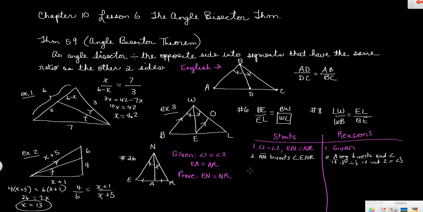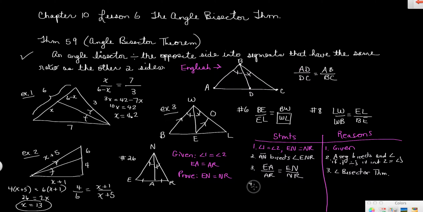All right, so because it bisects, we can go up and use our angle bisector theorem. It says an angle bisector divides the opposite side into segments that have the same ratio as the other two sides. So now we can set up a ratio. Because it bisects it, we can say that EA over AR, remember this, EA over AR equals EN over NR. And that is your angle bisector theorem.